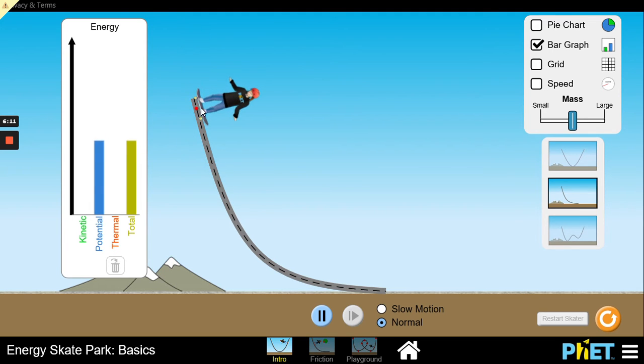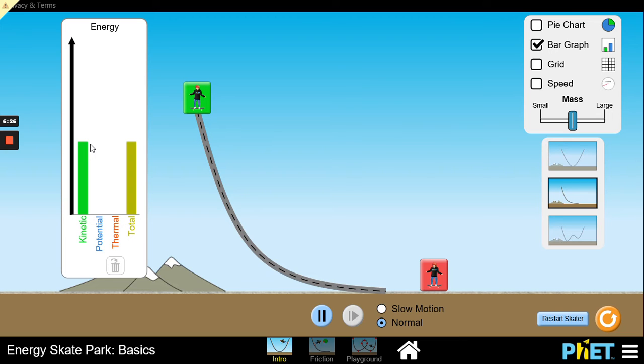But that energy is not being lost. So I'm actually going to release him and see what happens. So as you can see, all this gravitational potential energy has been converted into kinetic energy, because as he was moving down, he became faster and faster and faster. So remember, something with motion, something that is moving, has kinetic energy. Let's see that again.